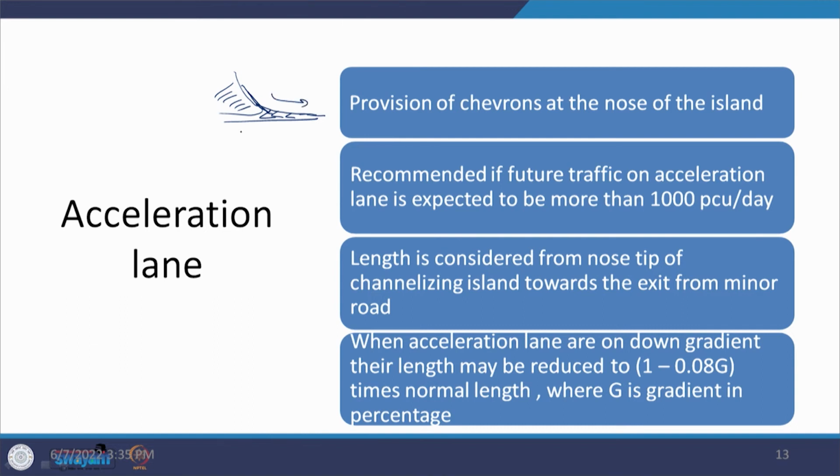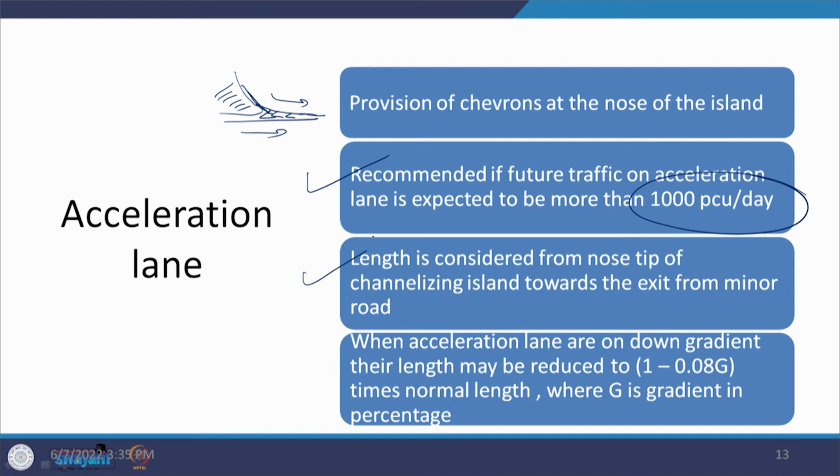So, the vehicles go in this direction and they are segregated, and after they reach a certain distance by which they have mutual visibility, then they have an option to mix. These are recommended if the future traffic on the acceleration lane is expected to be more than 1000 PCUs per day. So, that is a guideline for when we should go for the provision of these types of lanes.